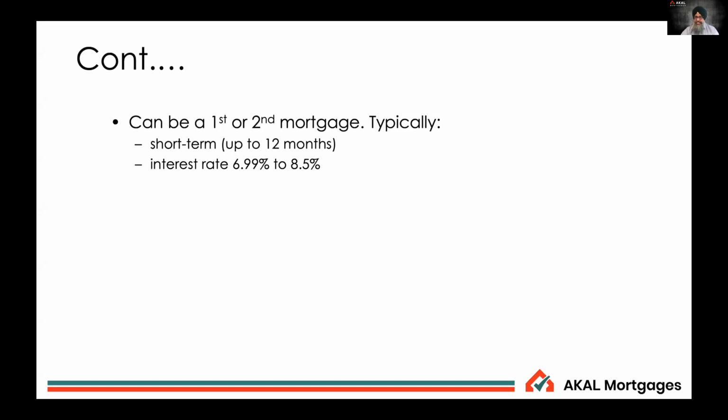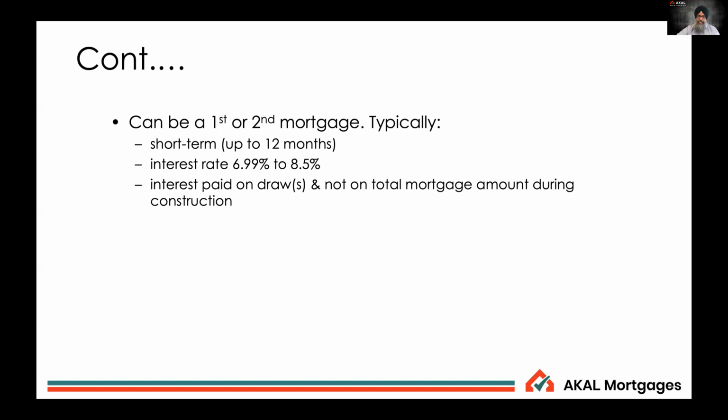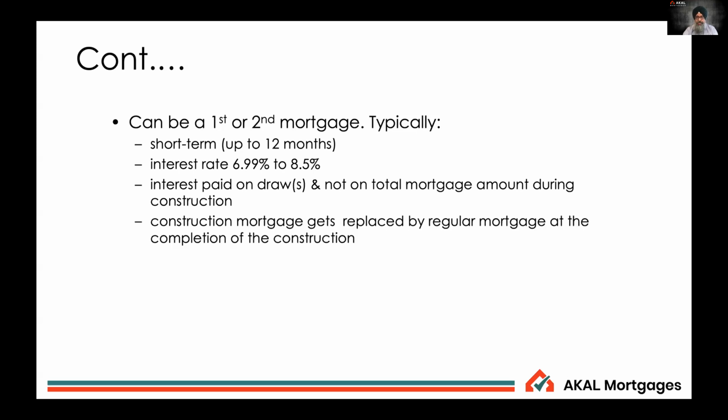Interest rates can be 6.99 to 8.5%, typically speaking, based on the first mortgages. Interest is paid on draws and not on the total mortgage amount during construction. This is what we talked about, right?